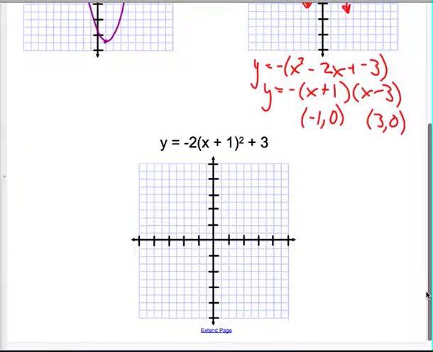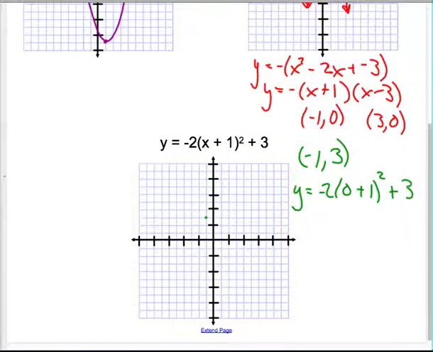And finally, we've got vertex form. So our vertex, we've got that positive 1, so it's negative 1, positive 3. There's my vertex. And then on this one, again, there were 2 methods to graph this one. I prefer the y-intercept method. So I'm going to substitute 0 for x and solve for y. So we got negative 2 times 1 plus 3, negative 2 plus 3 is 1. So my y-intercept would be 0, 1.